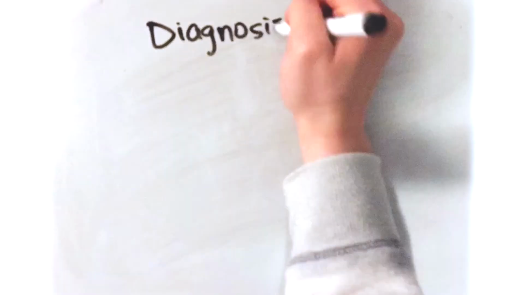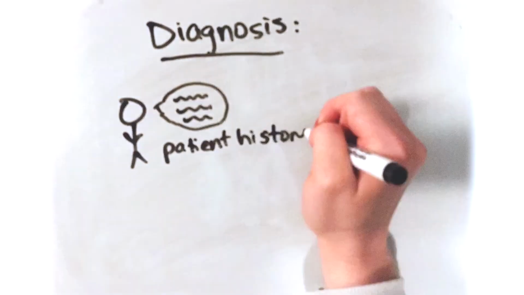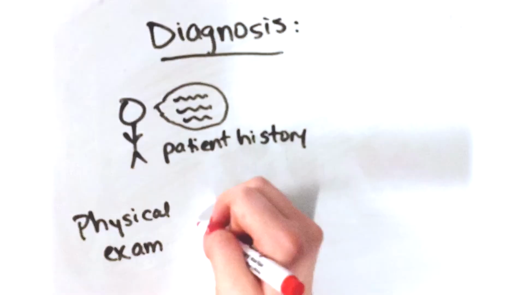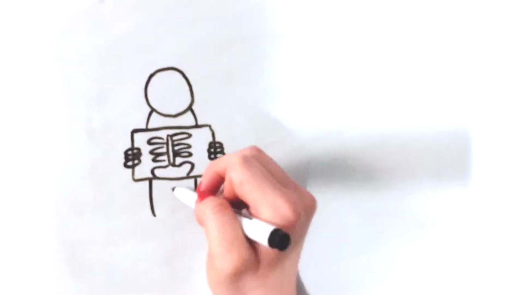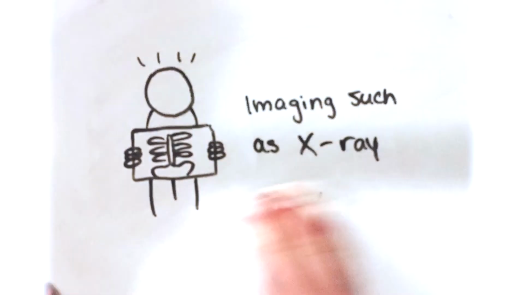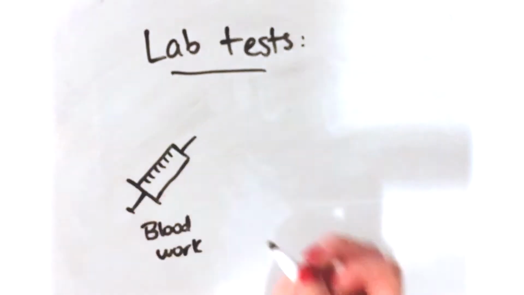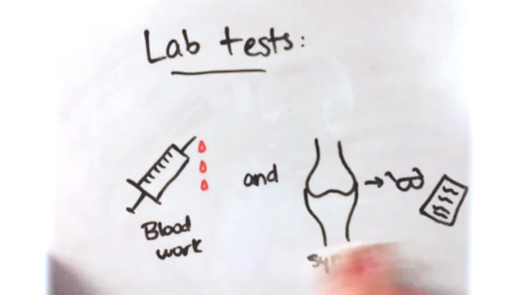The diagnosis of osteoarthritis is not limited to one simple test. It consists of many factors, including patient history, physical examination for redness, tenderness, swelling, and range of motion, imaging such as X-ray to show narrowing of the joint and the bone spurs, and MRI to show cartilage degradation. Lab tests such as blood work to rule out other disorders and synovial fluid analysis are also conducted.